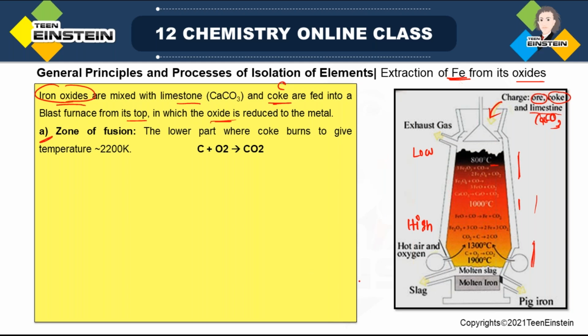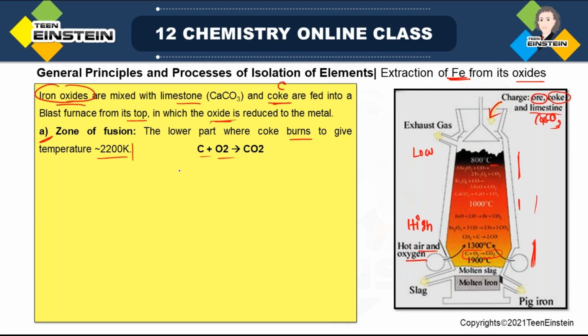The first step that we are considering is at the high temperature zone. See here, the temperature is 2200 Kelvin, which in degrees centigrade is around 2000. This is the last part, where we have hot air and oxygen, and this reaction takes place in the lower part, where coke burns to give this temperature. The reaction is exothermic, so heat is released. Carbon, that is coke, is oxidized by O2 forming CO2. The reaction is also written here.